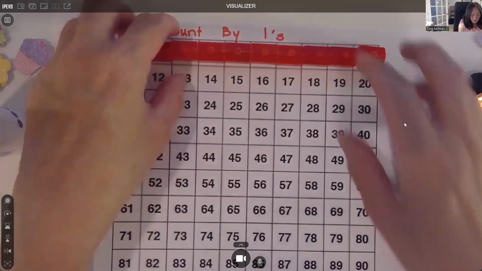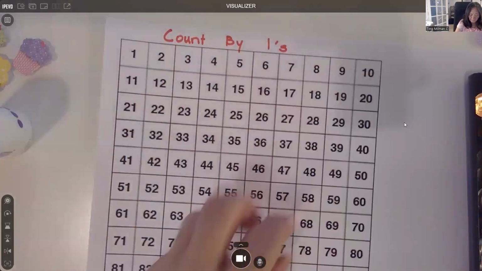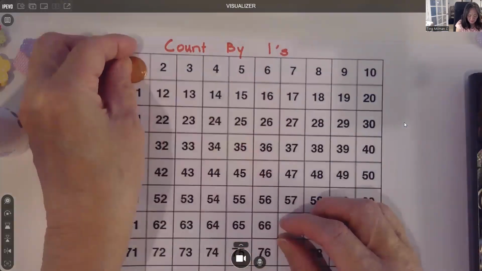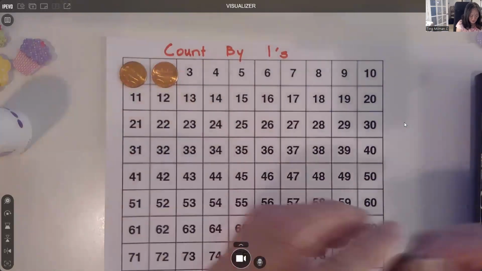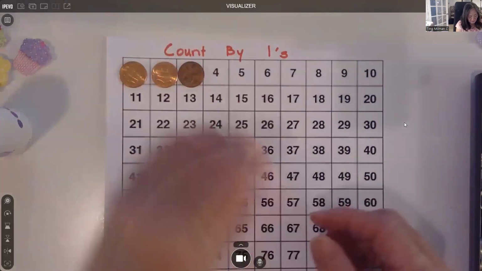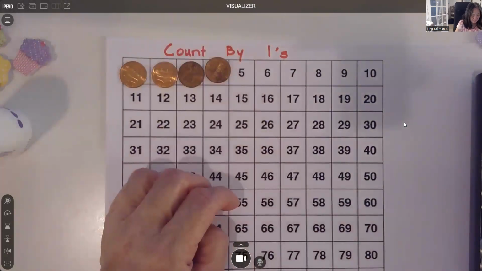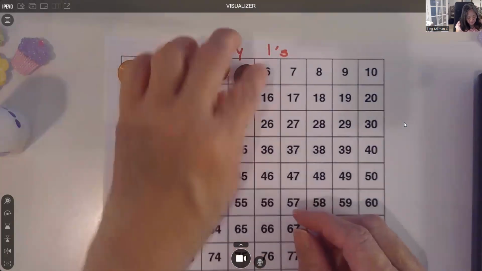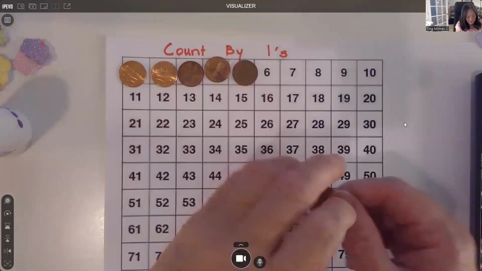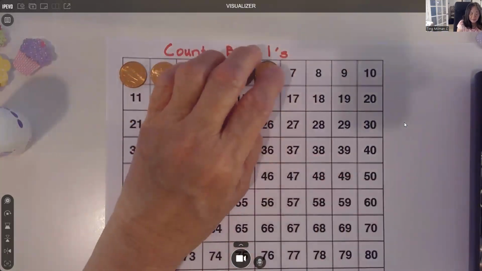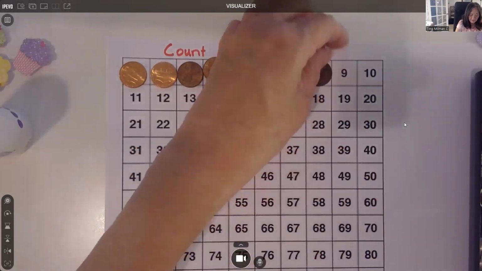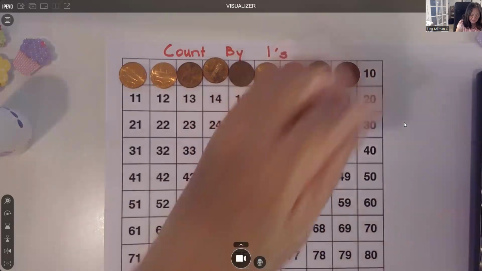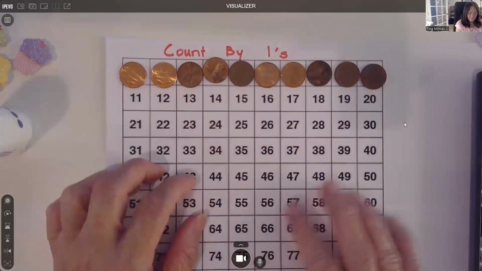Next, I'm going to show you how we can use it for money. Here we have 1 penny, and then we count 2 pennies, and then 3 pennies, 4 pennies, 5 pennies, 6 pennies, 7, 8, 9, and 10. So this is real life.